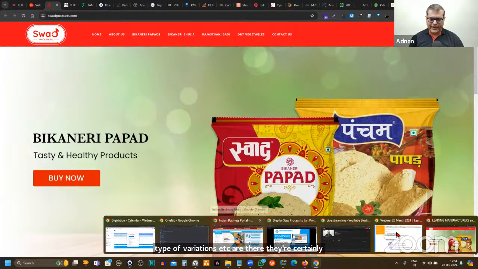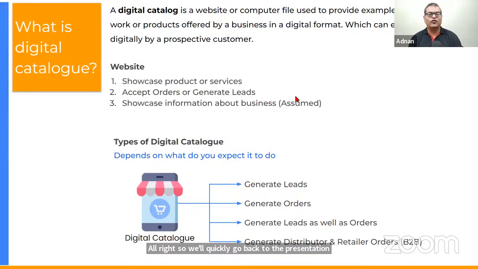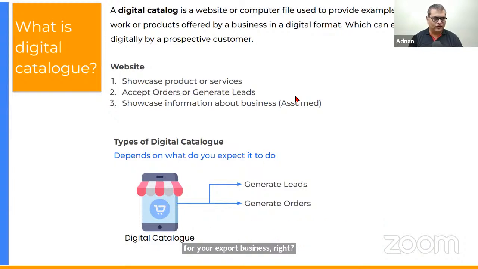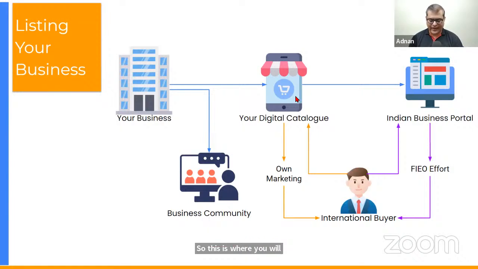All right. So we'll quickly go back to the presentation that we were seeing earlier, and we will now start to understand how to create a digital catalog for your export business, right? For that, I'll very quickly take you to another slide. So this is the slide which I want to show you. I will certainly be explaining the steps. This is where you will be creating a digital catalog for your export business, and then listing or showcasing your product or service offering on a platform called Indian Business Portal.